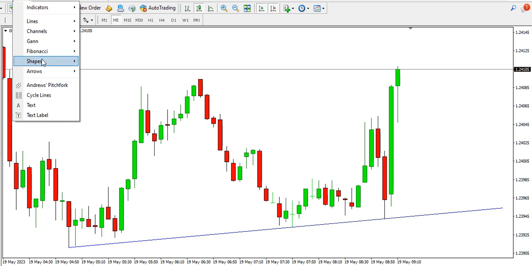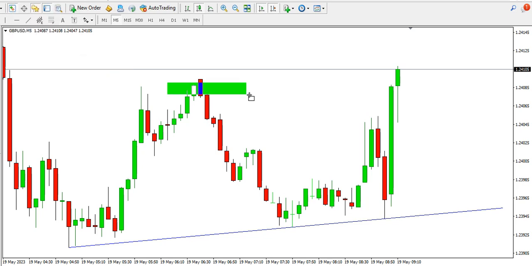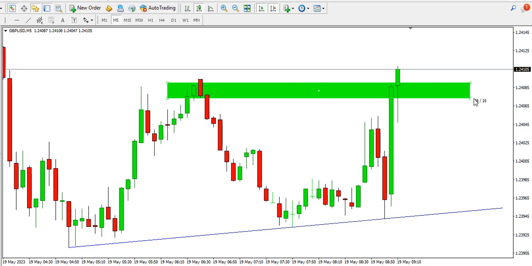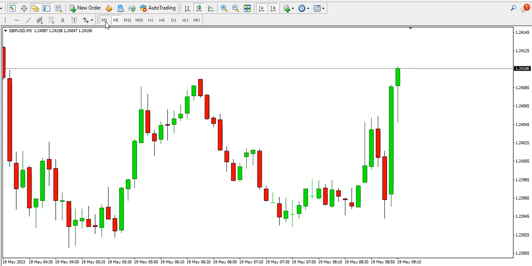You can see a break of that structure. This structure has just been broken. This other block has just been broken. So that's that for GBP/USD on the 5 minutes time frame.